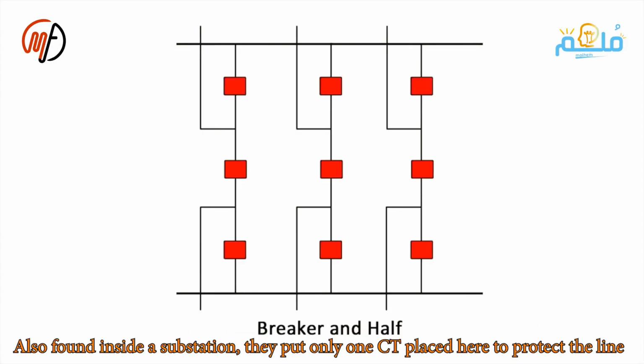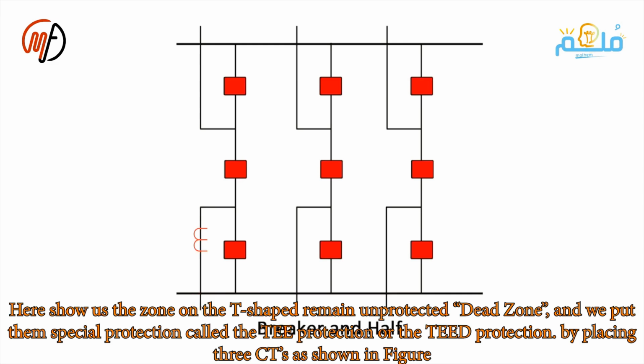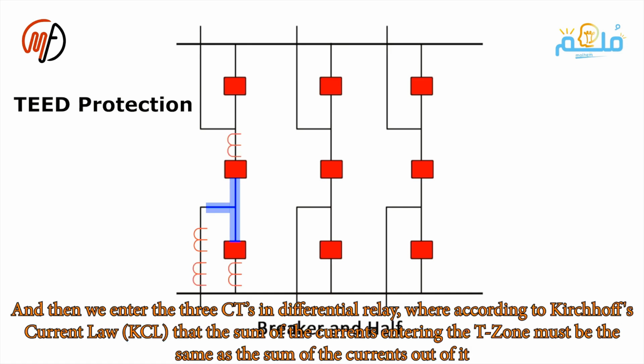I also found in some stations that they only place 1 CT here to protect the line. So we end up with an area shaped like a T that is unprotected, known as a dead zone. We provide special protection for it called T protection or TID protection. We place 3 CTs as shown in the diagram and connect them to a differential relay.